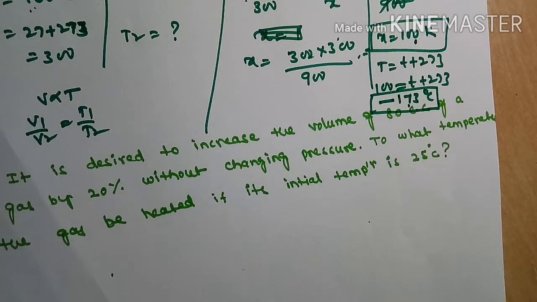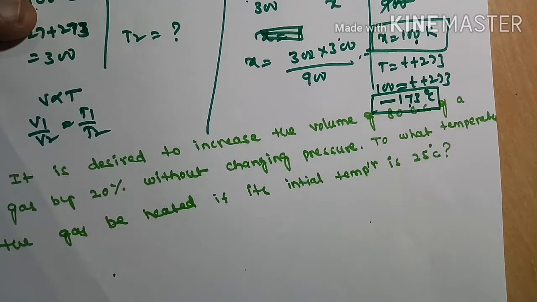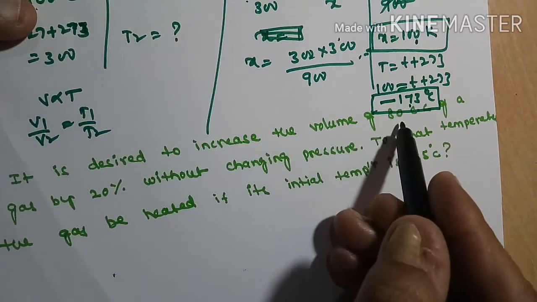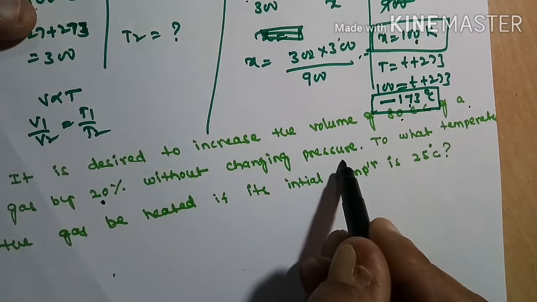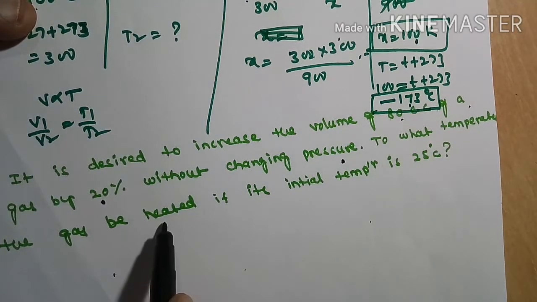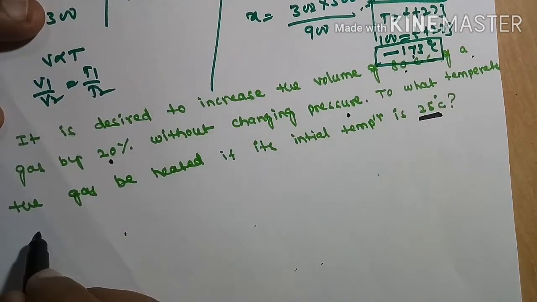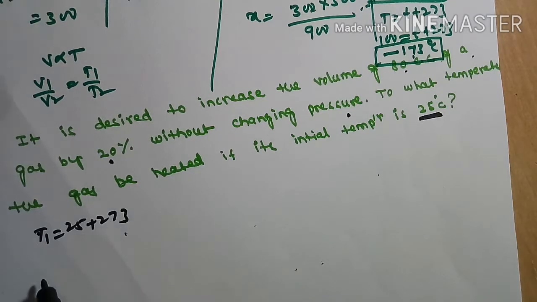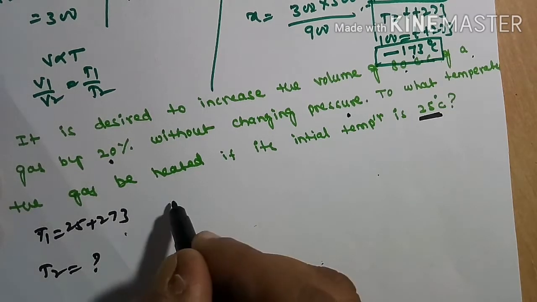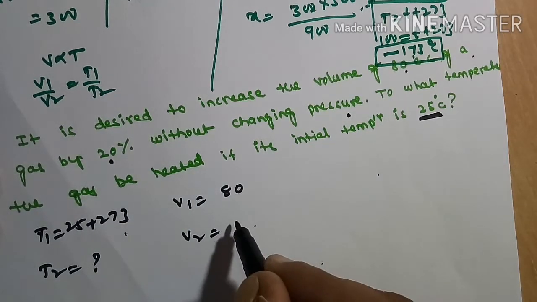Next one, let me take another problem. It is desired to increase the volume of 80 cc of a gas by 20% without changing pressure. To what temperature should the gas be heated? Its initial temperature is 25. So T1 is equal to 25 plus 273. Next we should find out T2. V1 is equal to 80.